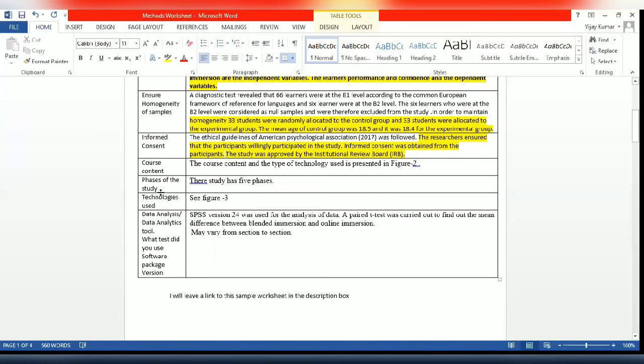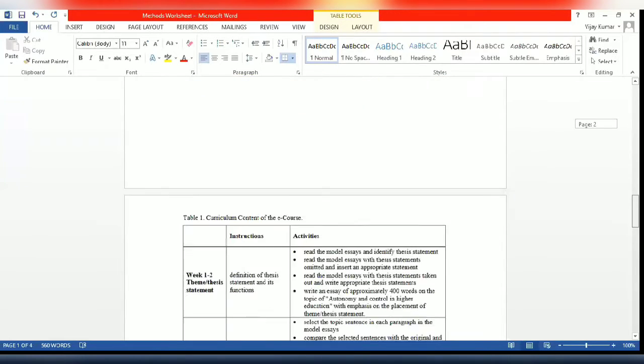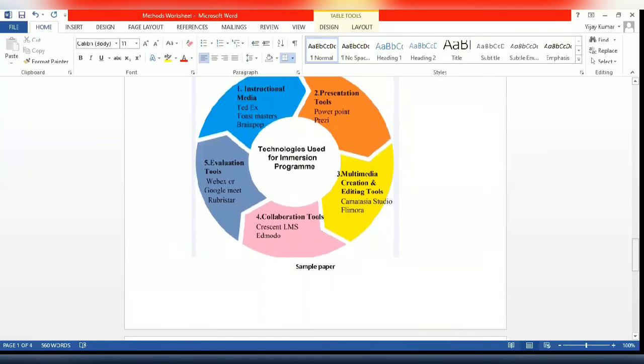So ultimately, I have also discussed the phases of my study. I say that my study has 5 phases. Again, I don't present descriptive information. I show that in figures. Take a look at this figure.